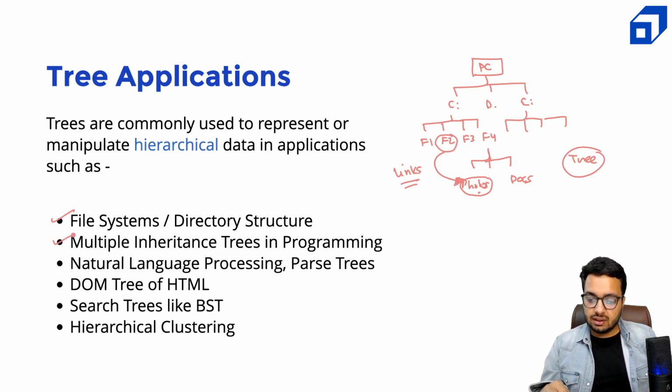Multiple inheritance trees in programming. So this is used when you're using object oriented programming concepts and you have a class C which is going to inherit from a class A. It is also going to inherit some methods from class B, right?